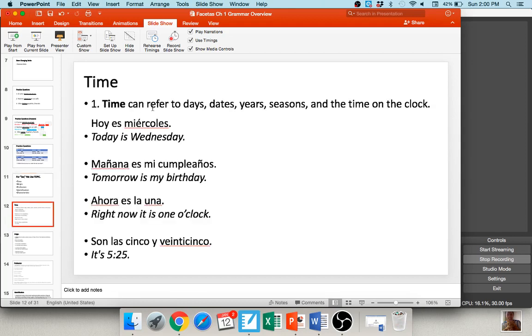rather than estar. So for example, as we were talking about time, this can refer to days, dates, years, seasons, or just the time on a clock. So for example, if I want to say that today is Wednesday, I'm going to say that hoy es miércoles, using ser. If I want to say that it's 5:25, as in the time on a clock, I'm going to say son las 5:25. Okay, so rather than saying están las or something crazy like that, we're going to say son las because we're talking about the time.